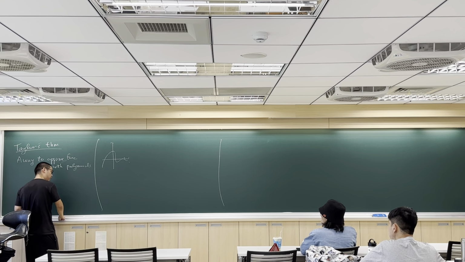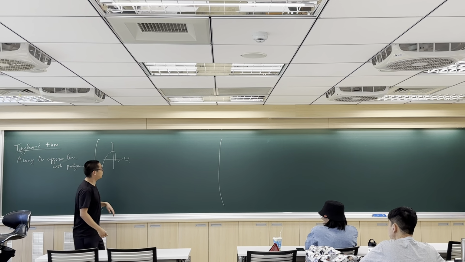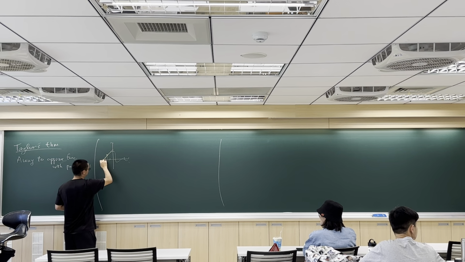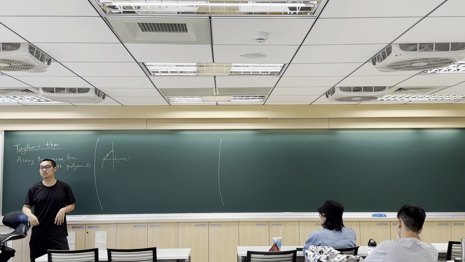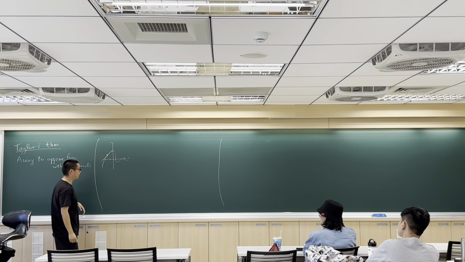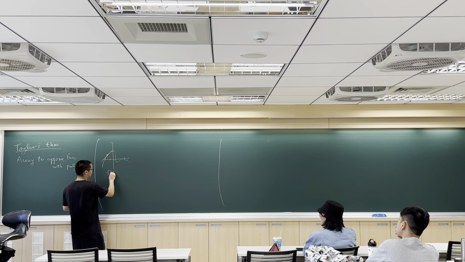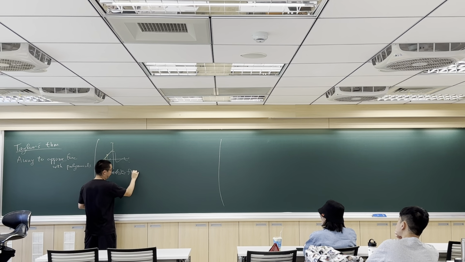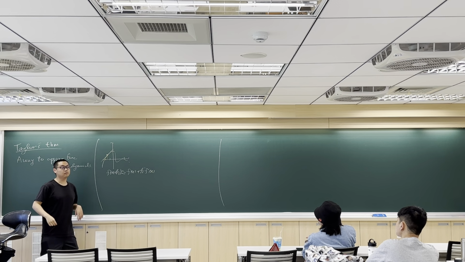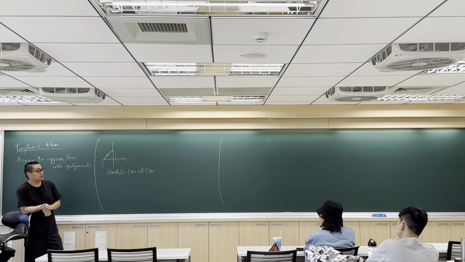Originally, in high school, we try to approximate the function value in the neighborhood of this point as some straight line. Right, that's in high school. So you may write out something like f of x plus h is about f of x plus h f prime of x. Correct?